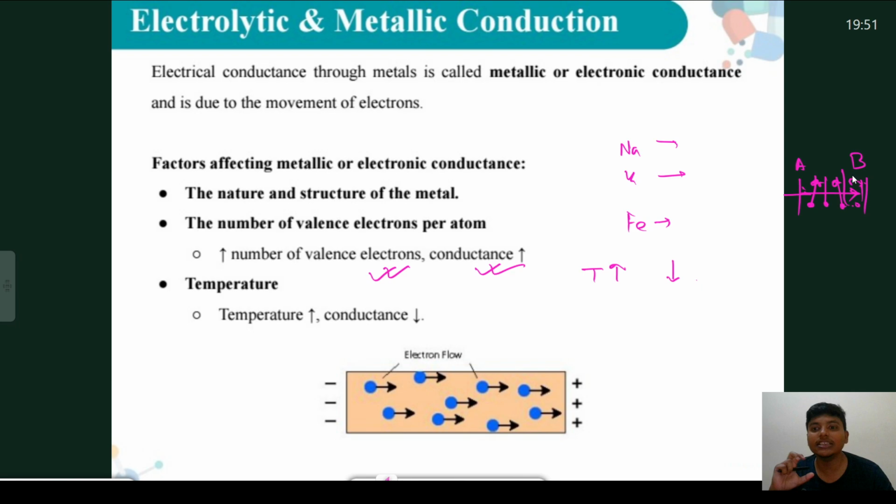Or resistance increases. Because of the vibration of the atoms inside the metal, it is increased by increasing temperature. That's why conductance will decrease. Clear? That's why conductance will decrease. Clear or not?